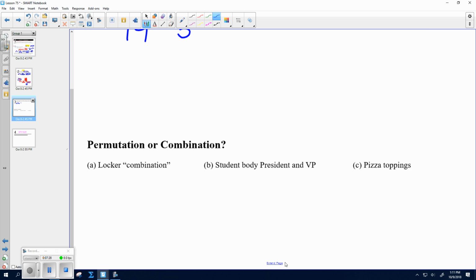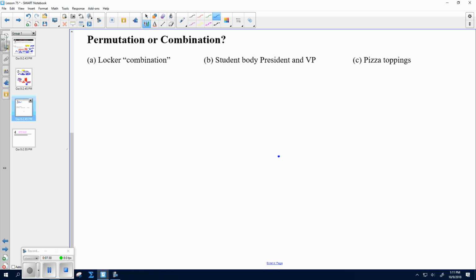So obviously we need to be able to decide if it's a permutation or a combination. So in a permutation, does order matter? Yes. So for a locker combination, does order matter? Yeah. So this is a permutation. If we're picking somebody to be the president and the vice president for the student body government, does order matter? Yes. So if you're assigning a position, it matters.